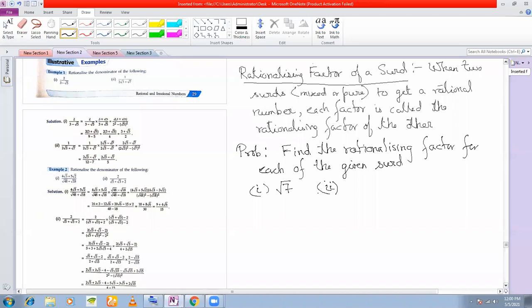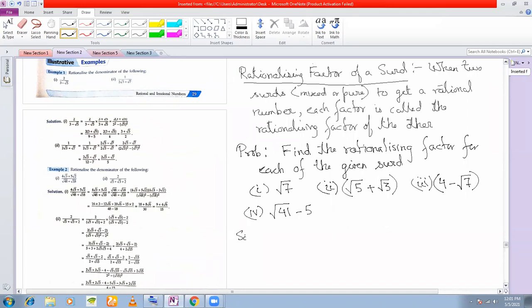Next, I give you root 5 plus root 3. Next, I give you 4 minus root 7. This is another one. And lastly, I give you root 41 minus 5. Okay, these I give you. You need to find out the rationalizing factor of each.